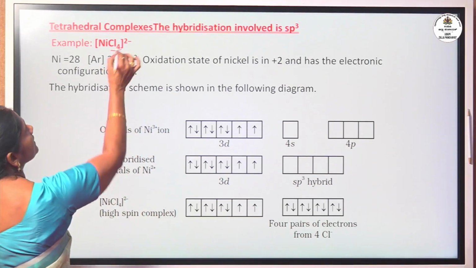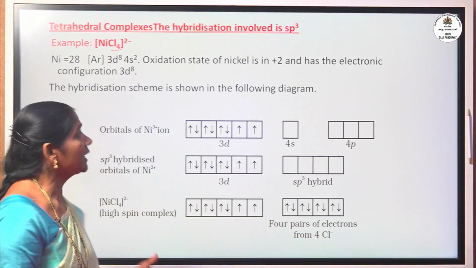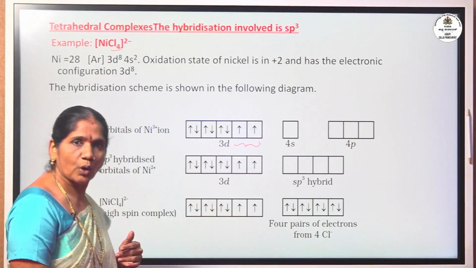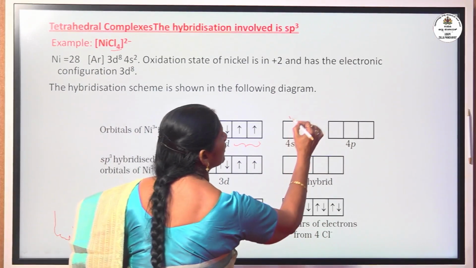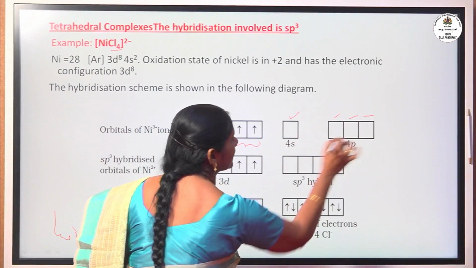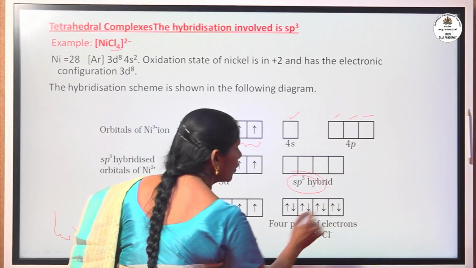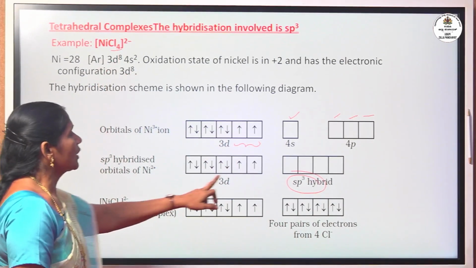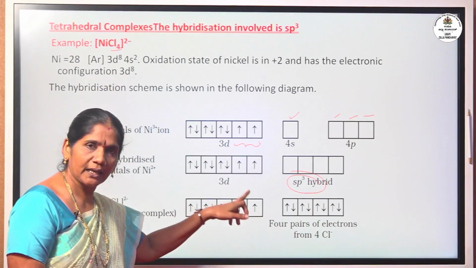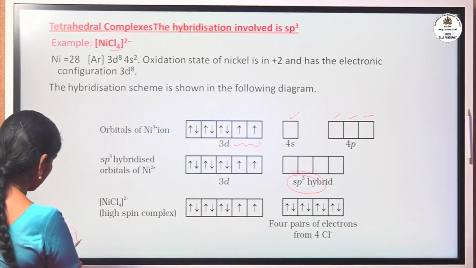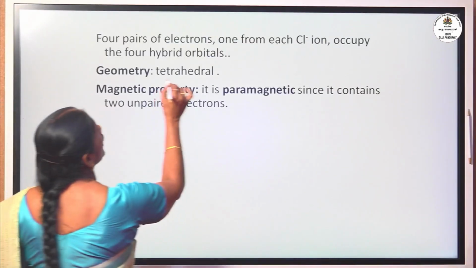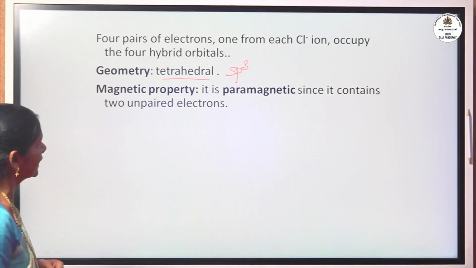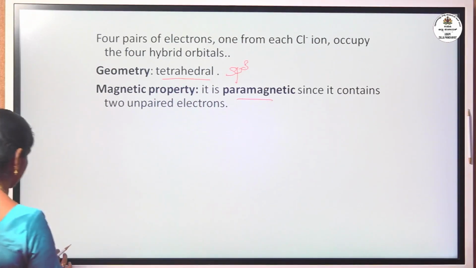And when the cyanide is replaced by chloride, which is a weak ligand, in the same case you can see there is no electron pairing taking place. So sp3 will be the hybridization. 4 hybrid orbitals will get electrons from 4 chlorine atoms. Because of the presence of unpaired electrons, it is a paramagnetic substance. Because of sp3 hybridization, the geometry is tetrahedral and it is paramagnetic.